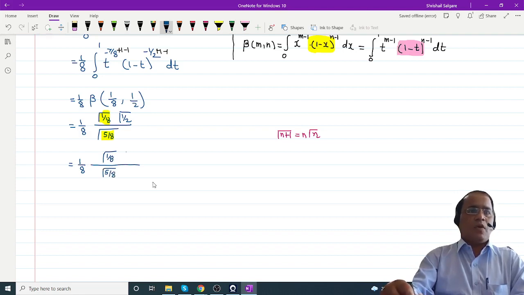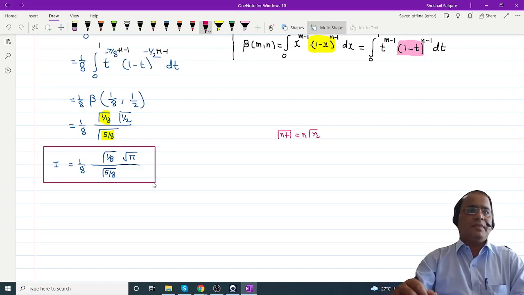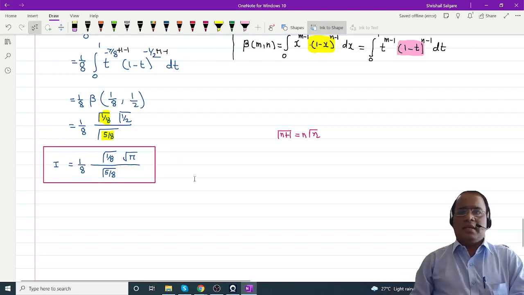And by the property, gamma 1 half is root pi, that we can write. So further simplification is not possible. So we may consider this as the final answer. Okay. So still we have 10 minutes.